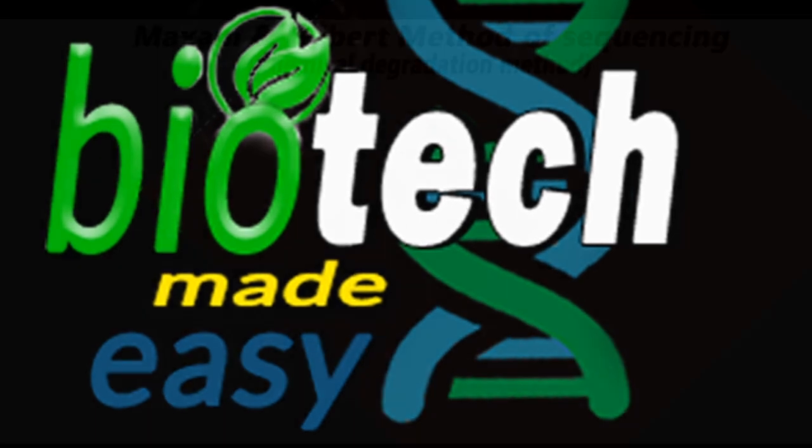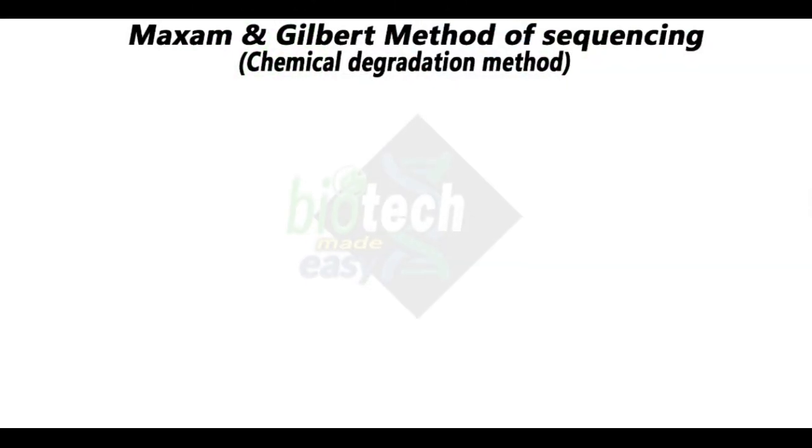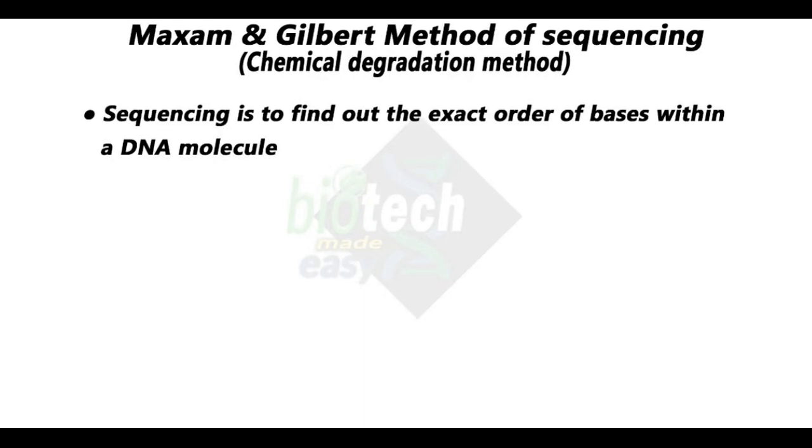Today I'm going to talk about the Maxam and Gilbert method of sequencing. Let us see what is sequencing. Sequencing is to find out the exact order of bases within a DNA molecule. That means if you have a DNA molecule and you do not know the order of the bases, then you can find it out with the help of methods of sequencing.